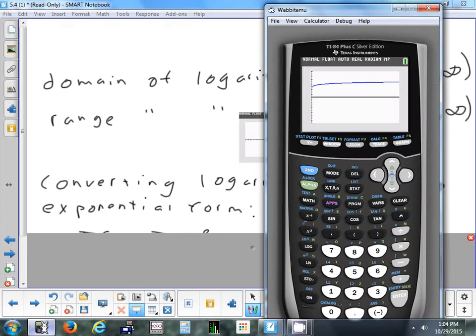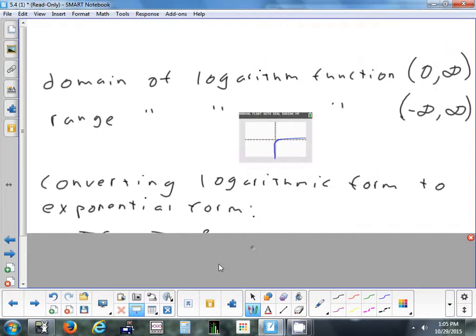Any questions on the domain or range? Make sure you know it, because you can't really get it by looking at the calculator and completely understand it, because the picture is not accurate.